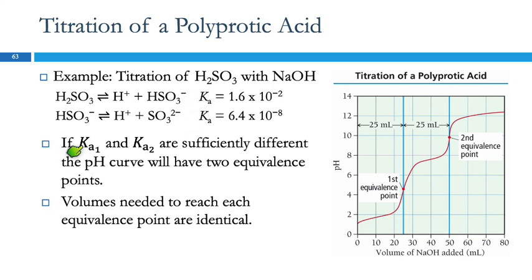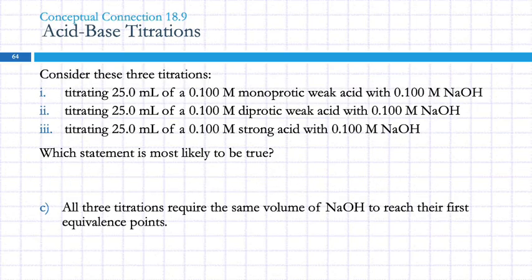If those Kas are sufficiently different, then the pH curve is going to have 2 distinct equivalence points. There's not many acids that'll do that, but you could get that. At the first equivalence point, you have to add enough base to equal the concentration of the original acid. That'll react all of this. And then to get to the second equivalence point, you need to add the same amount to take care of the second one. So the volume needed from one to the other is equal.